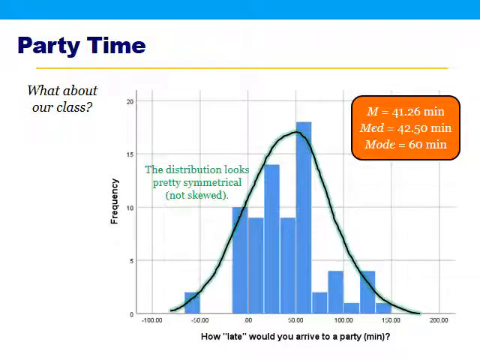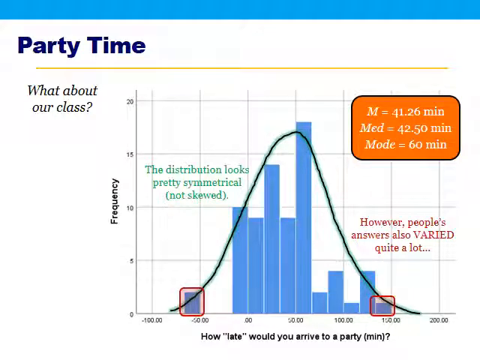Most people would show up between, say, 9:30 and 10 o'clock, but we also have a lot of variability here. There was one person in the class who said they wouldn't show up until 2.5 hours after the party started. They wouldn't show up until 11:30. There were 2 people who said they'd actually show up an hour early. They'd show up at 8, even if the party wasn't supposed to start until 9. So this brings us to an important point.